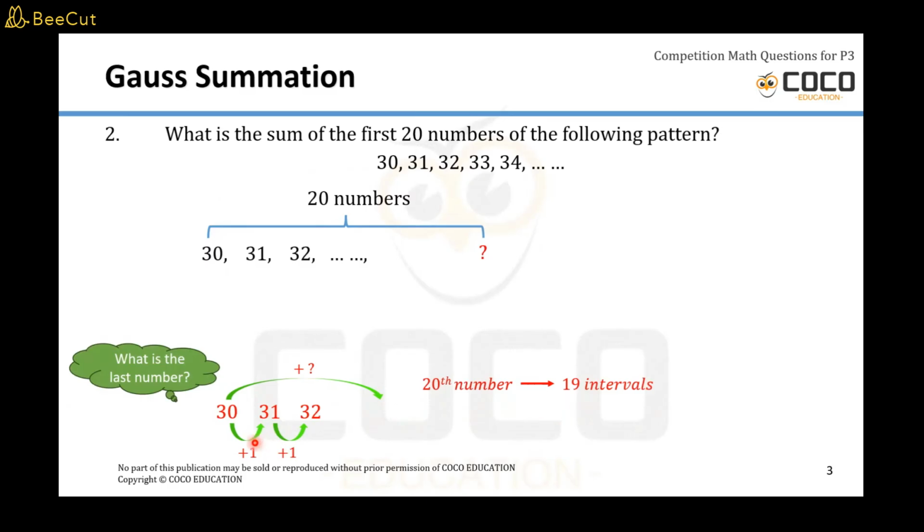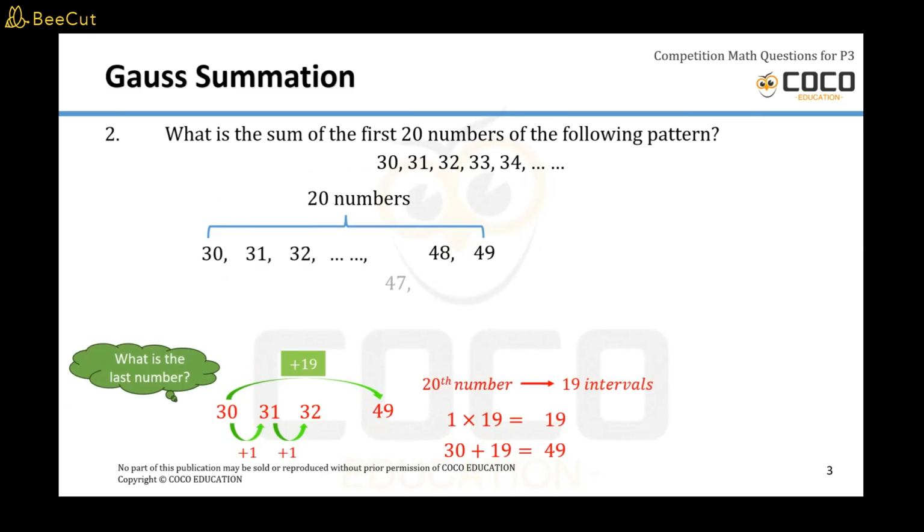So we have plus 1, plus 1, plus 1. We have 19 of them. All right, 19 intervals means 1 times 19. So all the way you need to plus 19 from the first number. So 30 plus 19 equals 49. So you manage to find that the last number is 49. And then you know that the pattern is plus 1, so you can complete the numbers here.